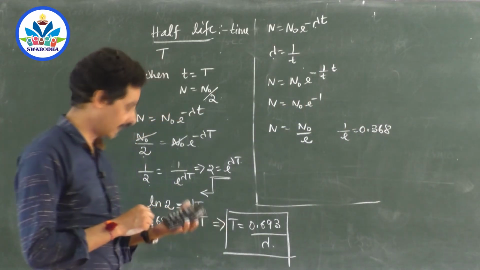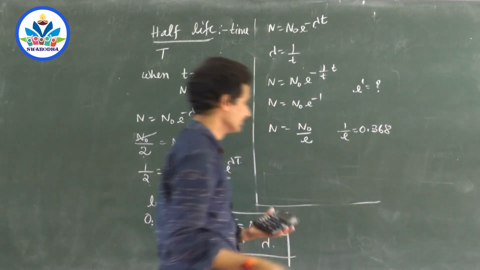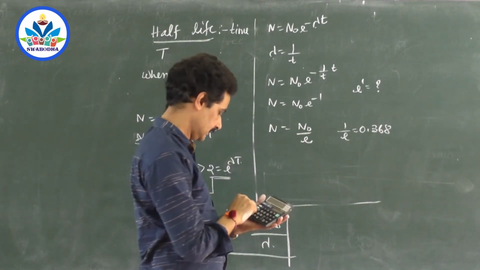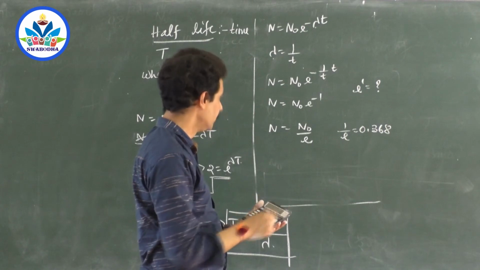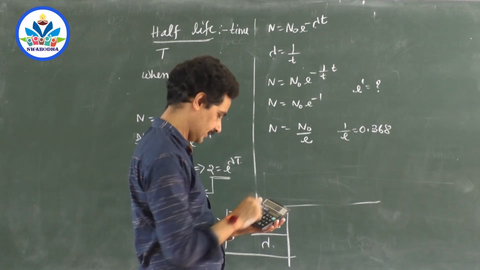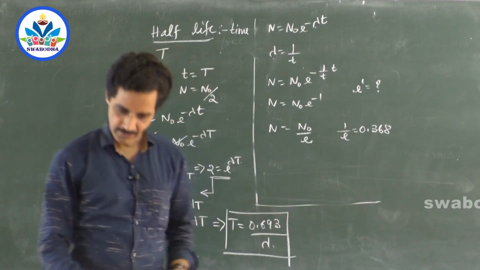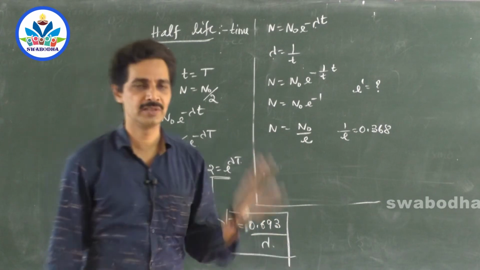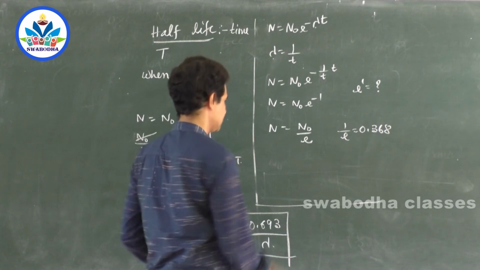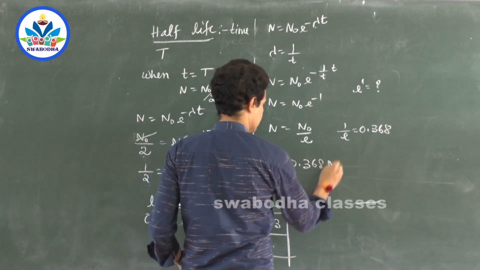Similarly, e to the power 0 is 1, and there is a value for e to the power 1. If you want to know the value of e to the power 1, I can calculate it. Because 1 by e I know is 0.368, what will be the e value then? E to the power 1 is 1 divided by 0.368, which is 2.717. So every e to the power x has a value. X can be 0, 1, 2, 3, minus 1, minus 2, anything. So 1 by e is 0.368, and N is equal to 0.368 of n naught.